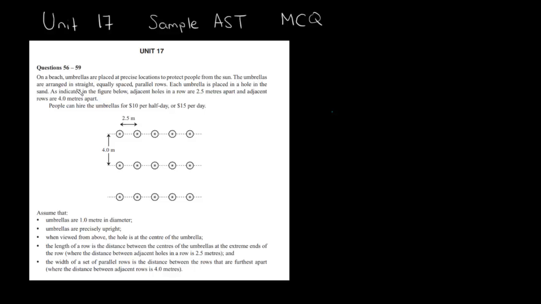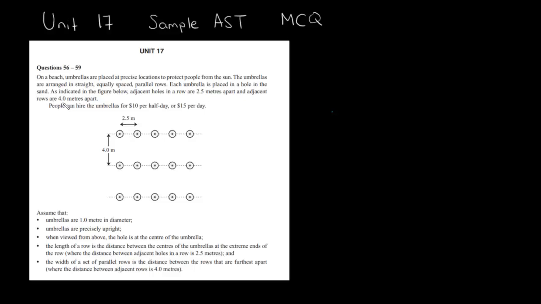The umbrellas are arranged in straight, equally spaced parallel rows, like so. Each umbrella is placed in a hole in the sand, as indicated in the figure below. Adjacent holes in a row are 2.5 meters apart, so umbrellas are 2.5 meters apart. That doesn't mean from the edge of one umbrella to the edge of another is 2.5. It's actually from hole to hole. That's what it's saying there.